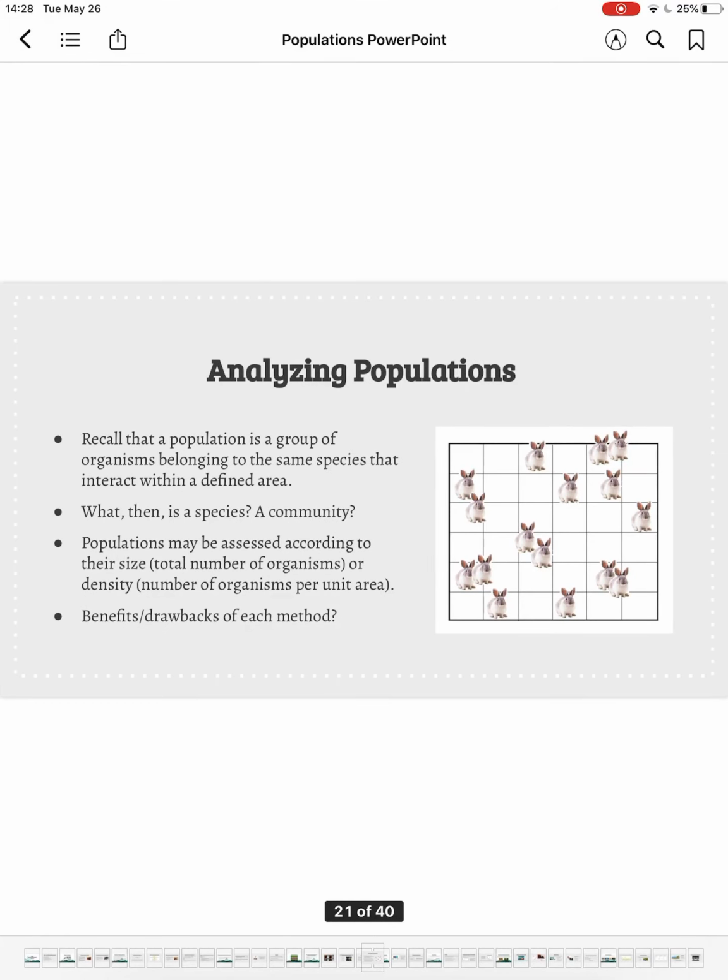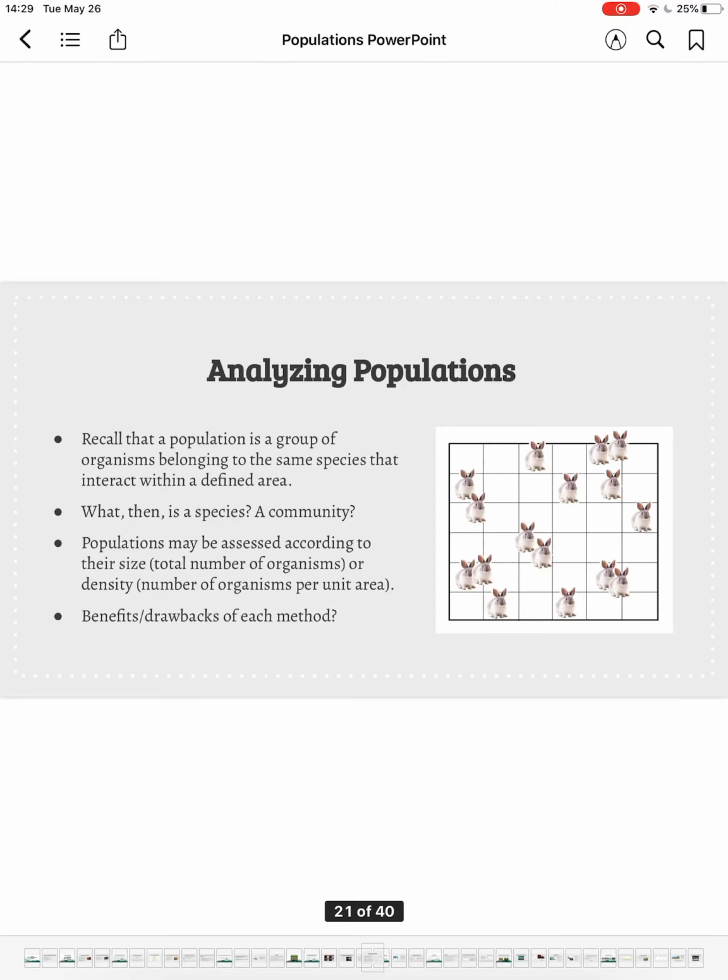So it says analyzing populations. It says recall that a population is a group of organisms belonging to the same species that interact within a defined area. What, then, is a species and a community? So if we're looking at a species, it says a population is a group of organisms belonging to the same species. So then what is a species?